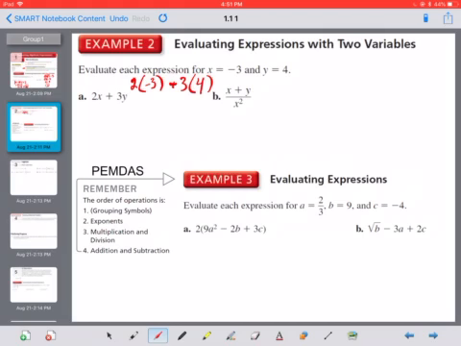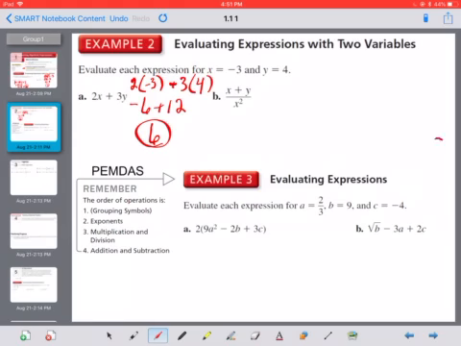There's no parentheses. There's no exponents. There is multiplies, though. 2 times negative 3 is negative 6. 3 times 4 is 12. Negative 6 plus 12 makes positive 6. All it is is plug and then follow those order of operations.